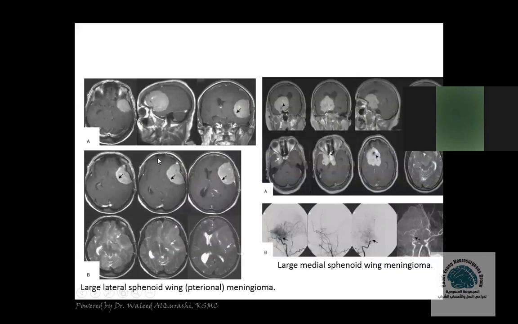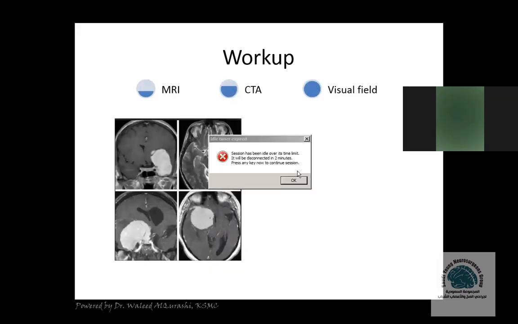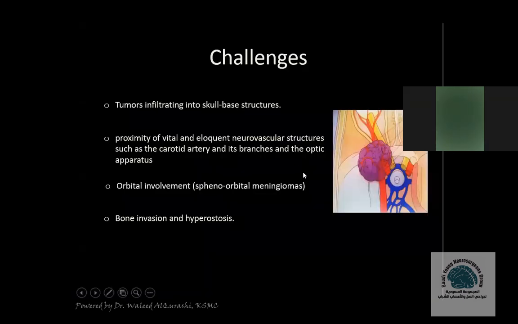So you can see here in MRI with different axial, sagittal, and coronal views, the large lateral sphenoid wing meningioma. Sometimes for the pre-op we do MRI and angio to assess the vascularity of the tumor, and whether there is any possibility of pre-op embolization if the tumor is highly vascular, as is known for meningioma. As we mentioned, the MRI, CTA, visual field, and sometimes angiography would be useful.